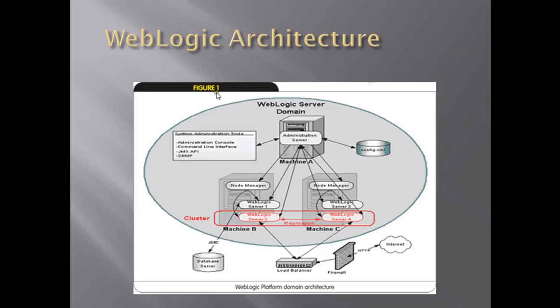If you see the picture, the administration server is machine A and the remaining machine B, machine C are two managed servers. The admin server acts as a head for the domain where it is controlling all the remaining managed servers and the data and the configurations of the domain. Everything it is handling. That's the reason we are naming it as administration server.